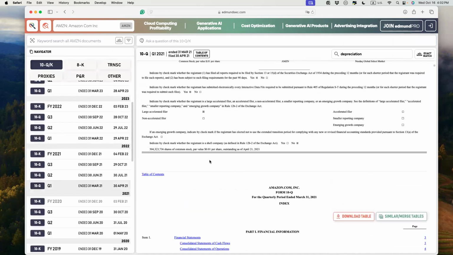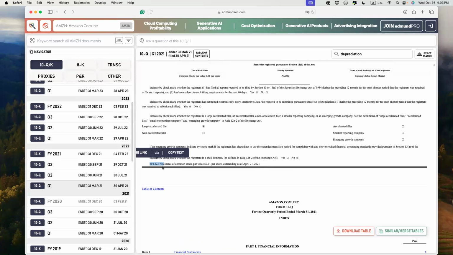Apparently, there are various places in the filings where you will be able to find the shares outstanding. The first place is the first page, at the bottom. They will show you the common, or basic, shares outstanding. So what we get here is the shares outstanding for Amazon by the end of the first quarter: this amount.